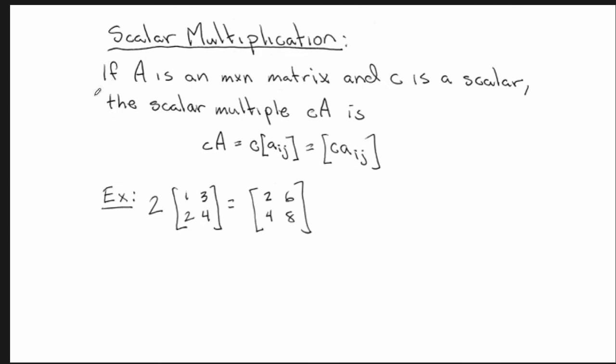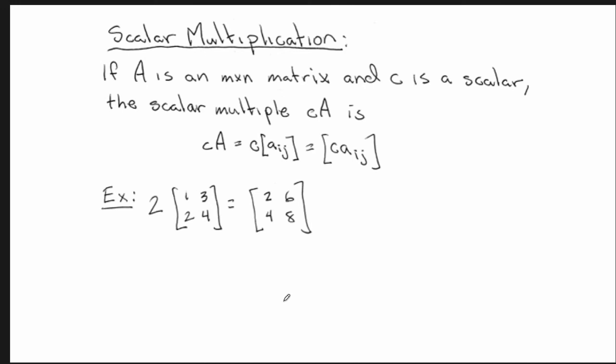Okay, scalar multiplication. We've seen this a fair bit, but I just want to emphasize that it works for higher and more irregular matrices beyond just vectors. So if A is an m by n matrix and C is a scalar, then the scalar multiple CA is C times Aij, where C gets pulled into the matrix. So if I've got 2 times the matrix 1, 2, 3, 4, then I've got 2, 4, 6, 8. I just multiplied each corresponding entry by 2.